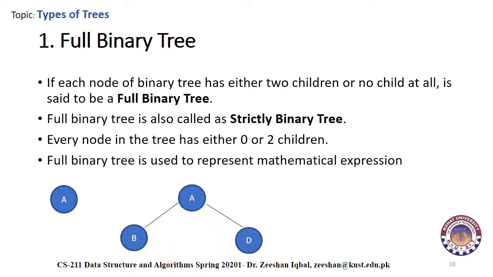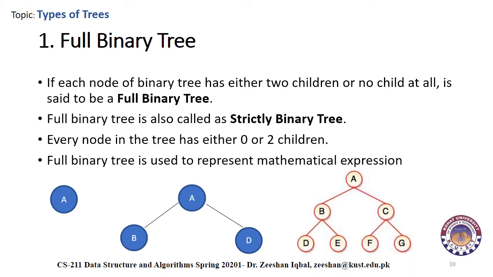In the next figure, we can also say that it is a full binary tree in which we have a parent node having two children. Next diagram shows also a full binary tree example where each node has two child nodes and all the leaf nodes are at the same level. So we can see that in D, E, F and G we can have no child. So these are the leaf nodes.